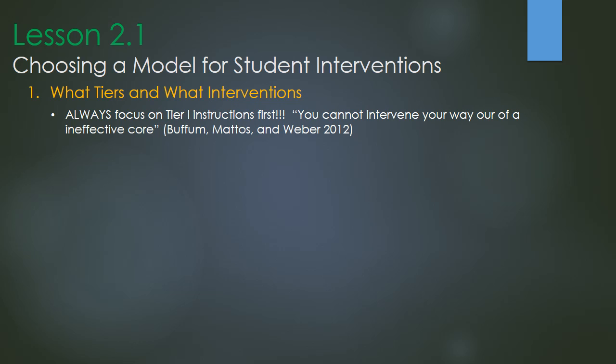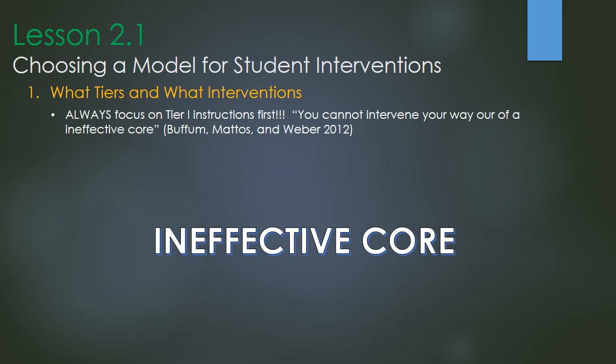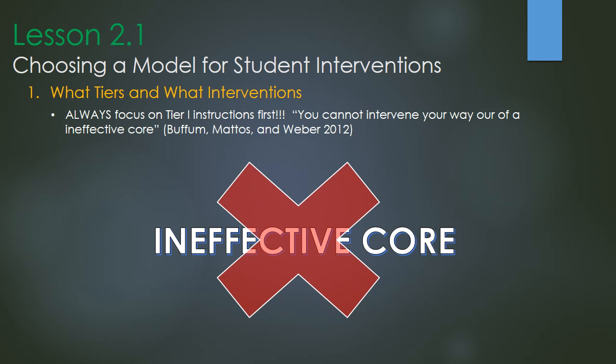As you consider your intervention structures, it's important to take a step back first and evaluate the overall effectiveness of your core. If very few students are proficient, you need to address the deficiencies in your core program first. I know that we've talked about this a few times now in the past few lessons, but I can't emphasize enough how critical it is to make sure that you're not trying to intervene your way out of a poor core. An ineffective core cannot be overcome by interventions alone.